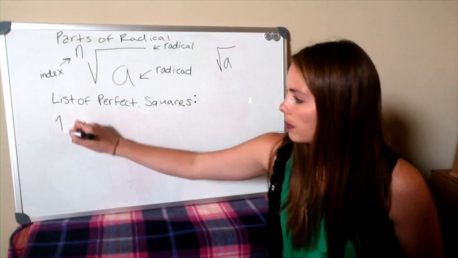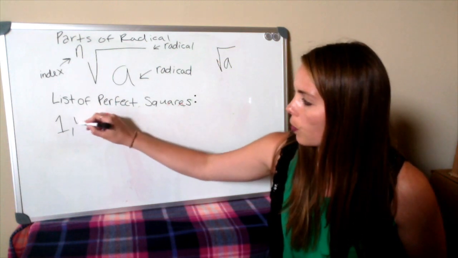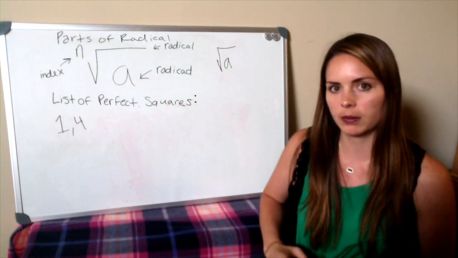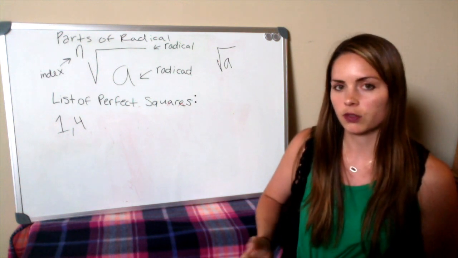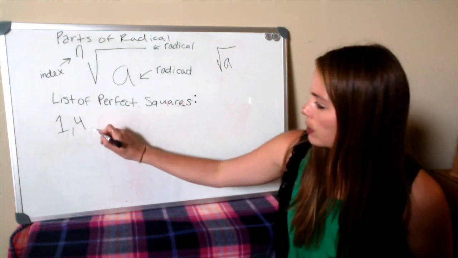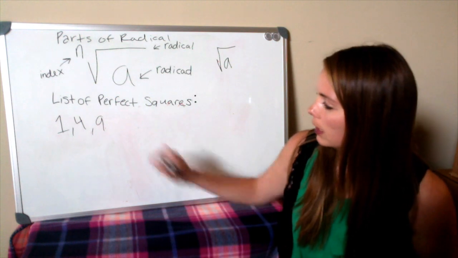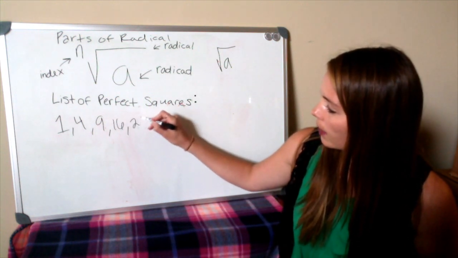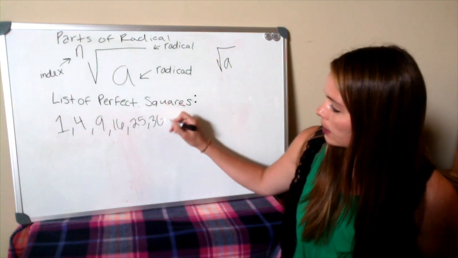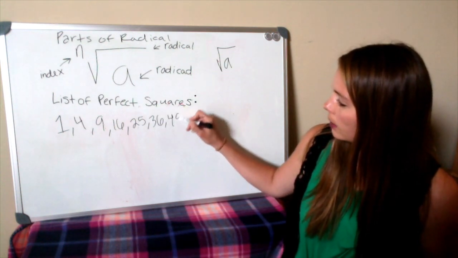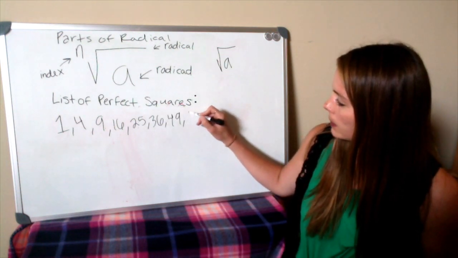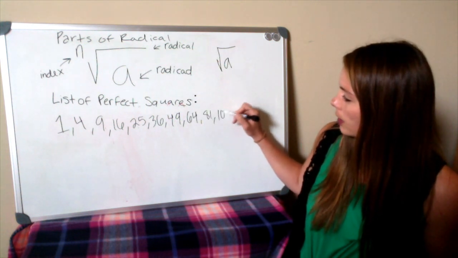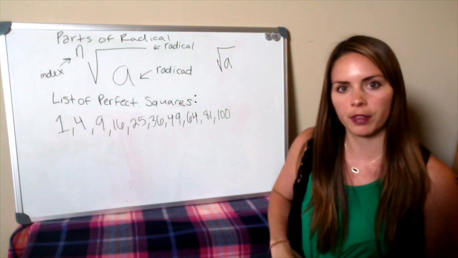So we have 1. Another perfect square is 4 because square root of 4 is 2. 2 times 2 is 4. And then from there we would say 9 because 3 times 3, 16, 25, 36, 49, 64, 81, 100, and so on from there.